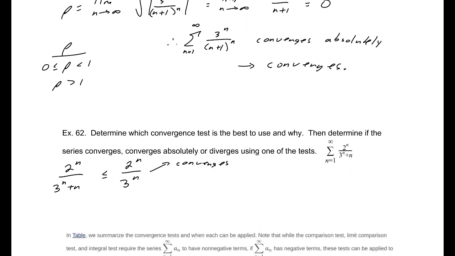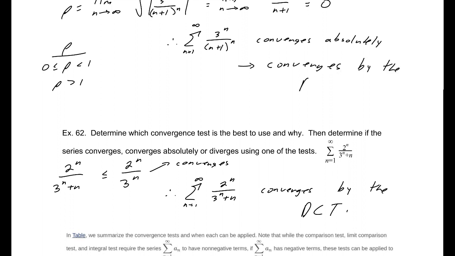We don't care what it converges to because it doesn't help. But because this is less, and the sum of n equals 1 to infinity of (2/3)^n converges, we can say, therefore, the sum from n equals 1 to infinity of 2^n over 3^n plus n converges, by the direct comparison test. And actually on the last one right there, it converges by the root test.